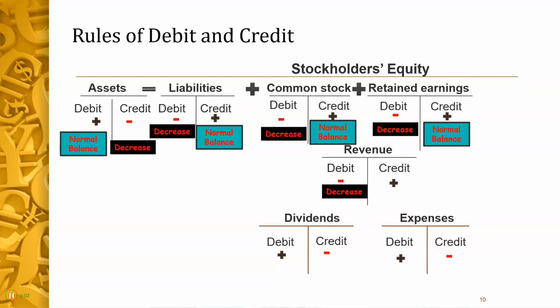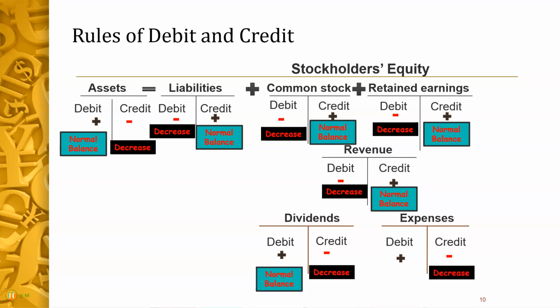For revenue, we decrease with a debit, so since we increase with a credit, the normal balance is going to be a credit. For dividends, we decrease with a credit, the normal balance is a debit, and for expenses, we decrease with a credit, the normal balance is a debit. Please memorize this. Actually, just print out this slide.